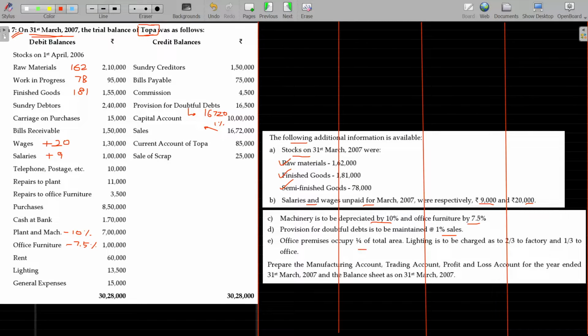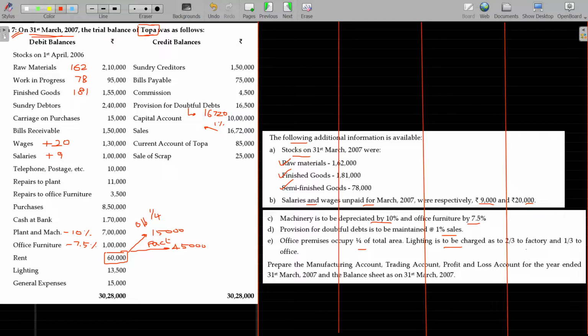Office premises occupy 1/4 the total area. Rent is 60, right? The rent paid for the whole area being 60. Out of that, office premises being 1/4, 15,000. Then the balance may be 45,000, right? 3/4. Balance being related to factory.